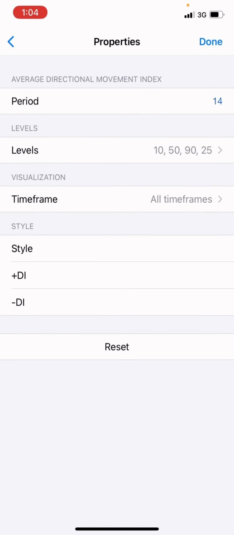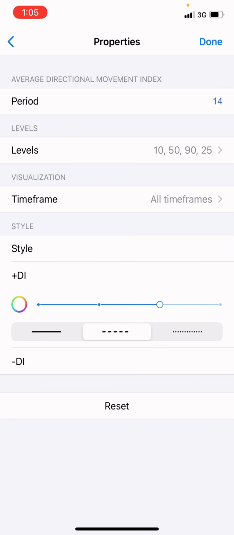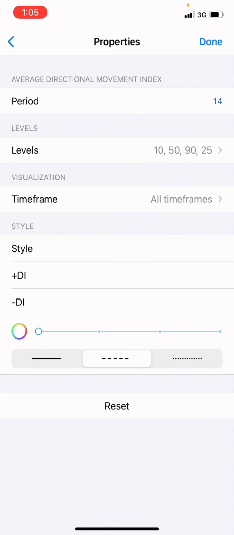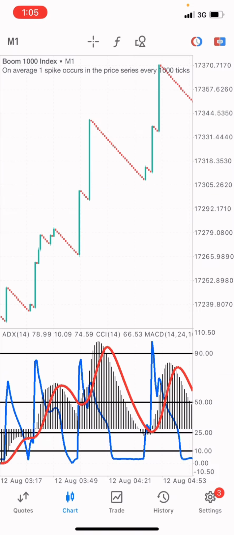All right. Then for the time frame, you put it on all time frames. The style right here, you put it on 2 pixels on the color of white. The line is going to be the first one, the ADX plus DI on 3 pixels color white, minus DI on 1 pixel with the middle line right there, so as you can see. Then you put the plus DI on the middle as well. Then you click on done.